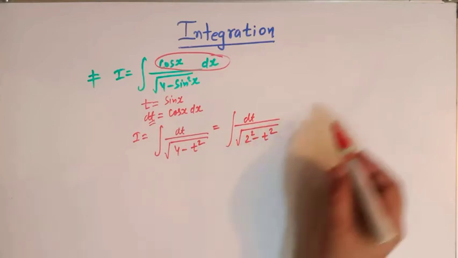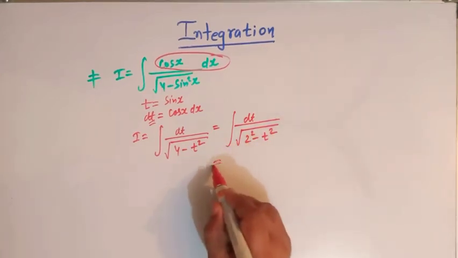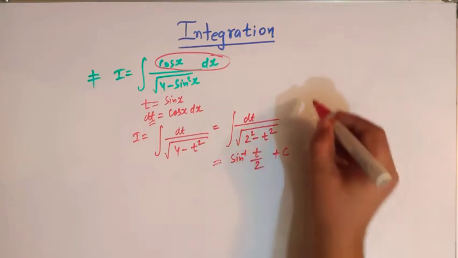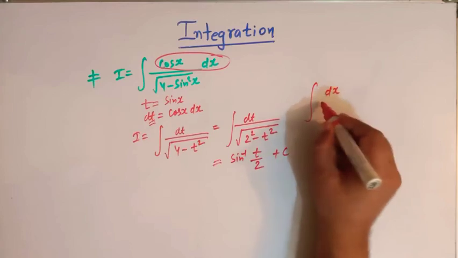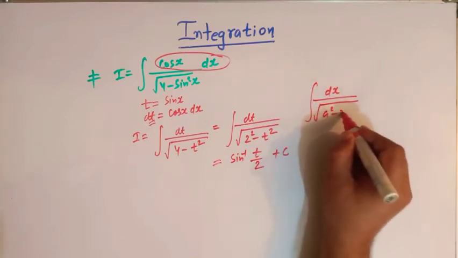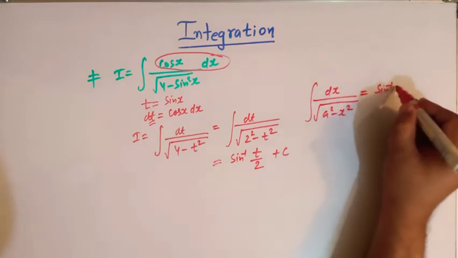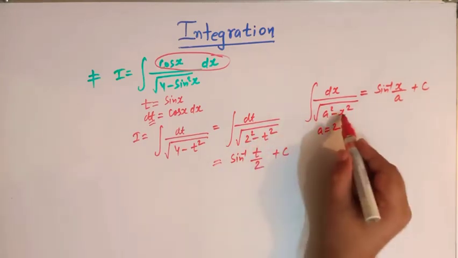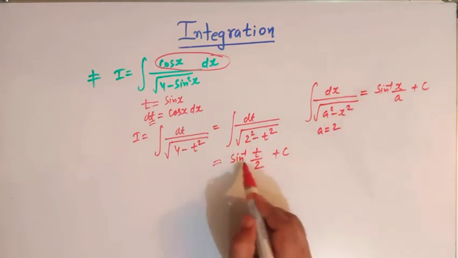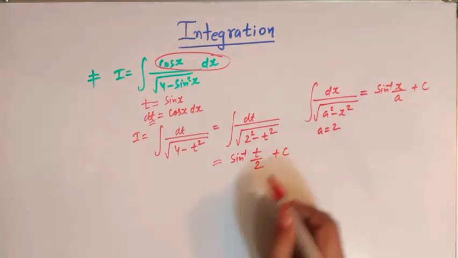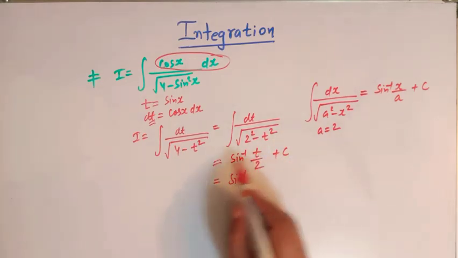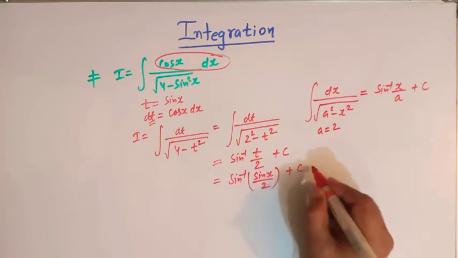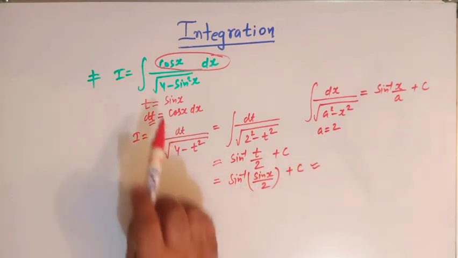And now this integral can be written directly as sine inverse t over 2 plus c. Why? Because we know that the integral of 1 over square root of a square minus x square is equal to sine inverse x over a plus c. So here the value of a is 2, and for x we have t. So this integral becomes sine inverse t by 2 plus c. And now for t we can write sin x, so we have sine inverse of sin x over 2 plus c. So this is the integral of this function.